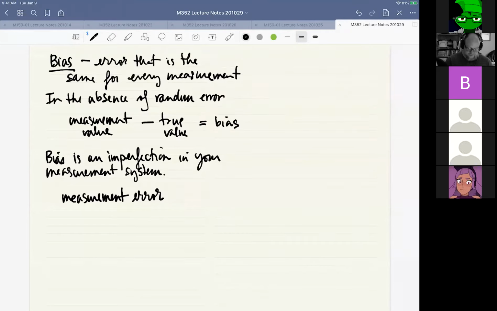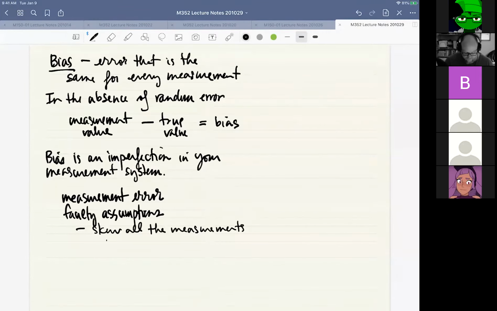Another type of bias-related error you can have are faulty assumptions. Okay, and these skew all the measurements consistently away from the true value. Measurement errors might be hit or miss. You don't know how much they're going to skew. You don't know how consistent they're going to be. But faulty assumptions are really pretty consistently skewing your measurements away from the true value.